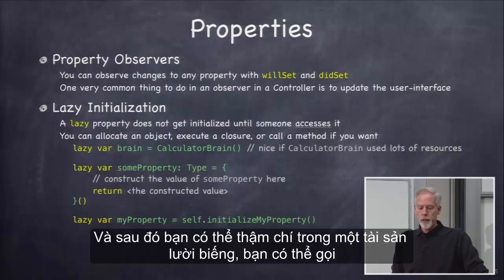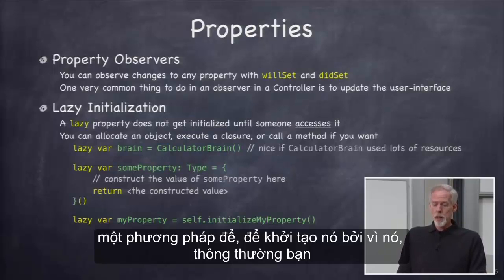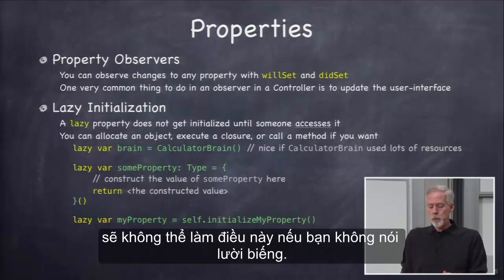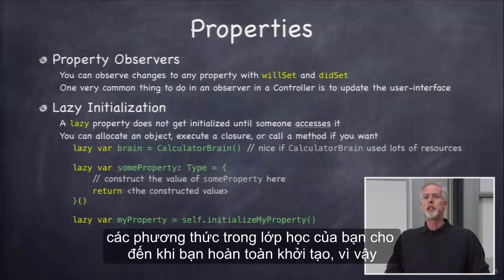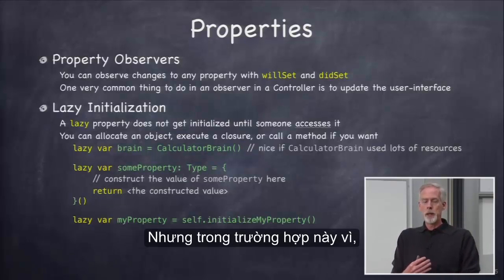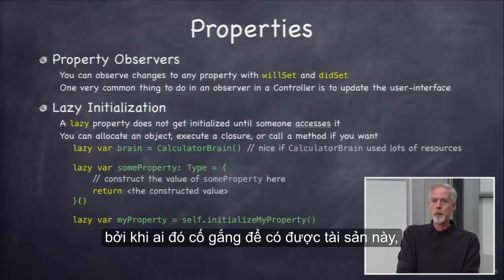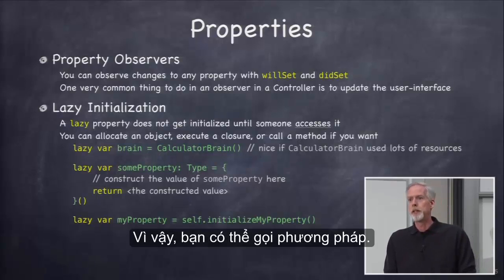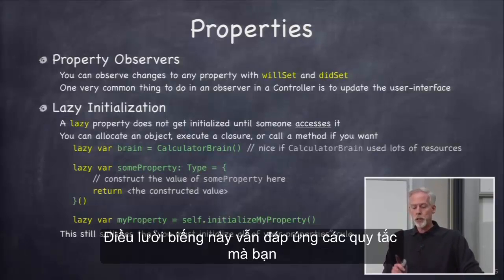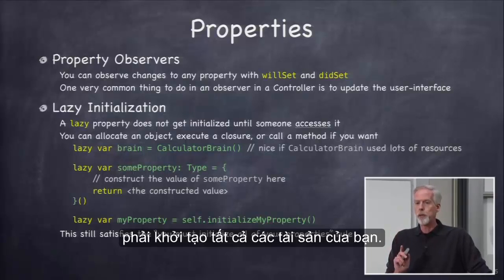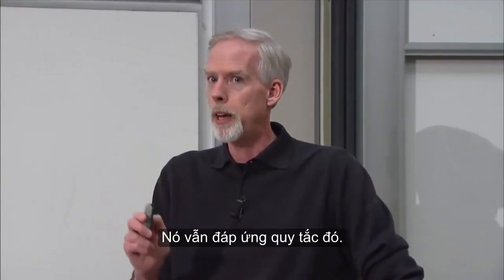Okay? And then in a lazy property, you could even call a method to initialize it, because normally you wouldn't be able to do this if you didn't say lazy, because you can't call any methods in your class until you're fully initialized. So there's kind of a catch-22 there. But in this case, since you can't call any methods until you're initialized, by the time someone tries to get this property, you'd be fully initialized. So you can call methods. So you see the advantage of lazy there? Okay? This lazy thing still satisfies the rule that you must initialize all of your properties. Even though it doesn't actually initialize it until someone accesses it, it still satisfies that rule.